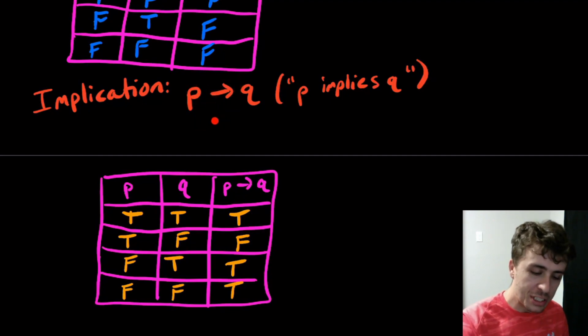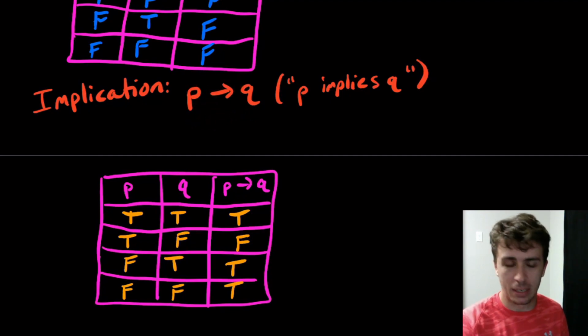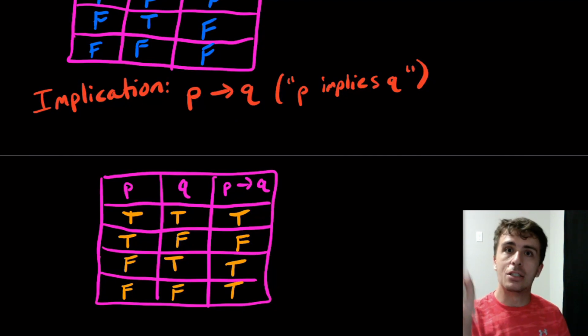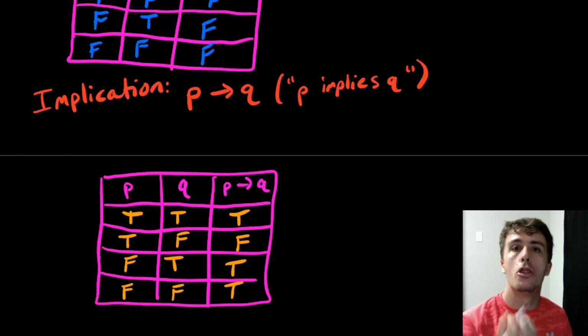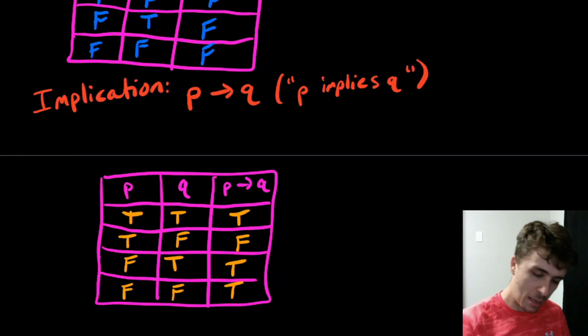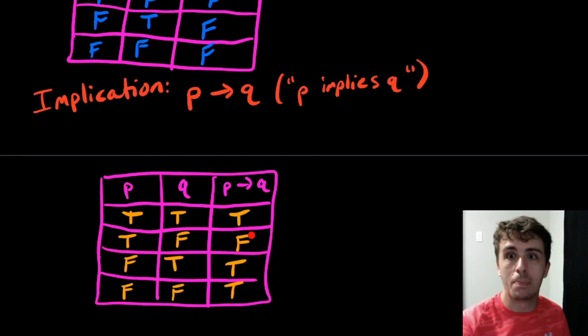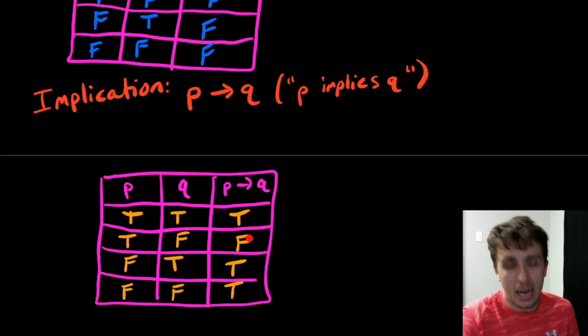So you can actually see that this is not symmetric. If I look at P implies Q and Q implies P, those are not the same thing. Because if they were the same thing, then these 2 entries would be the same, but they're not.